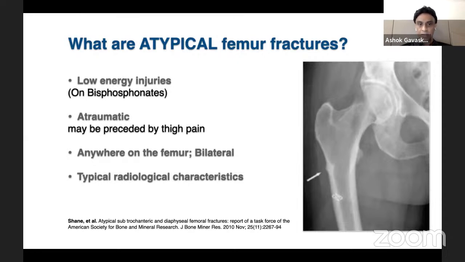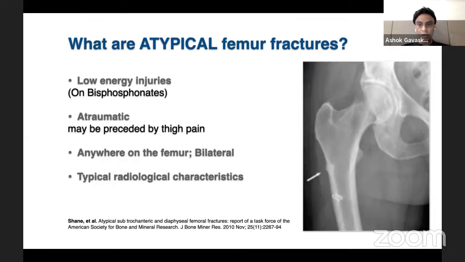So as I said, these fractures can occur anywhere on the femur, more commonly in the subtrochanteric region. And there is bilaterality in up to 20%. So a lot of these fractures can be bilateral, and it is important to screen the other side as well. And these fractures have typical radiological characteristics. If you look at the American Society for Bone and Mineral Research classification, it is not really a classification, but they have laid down major and minor criteria to identify and diagnose these fractures.